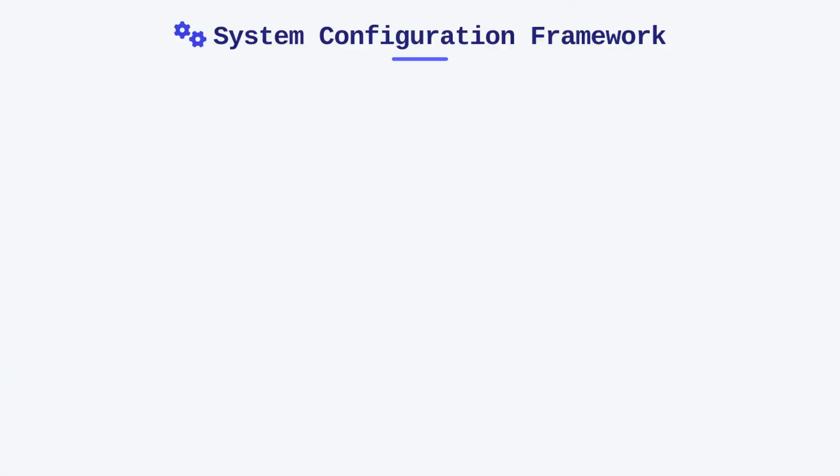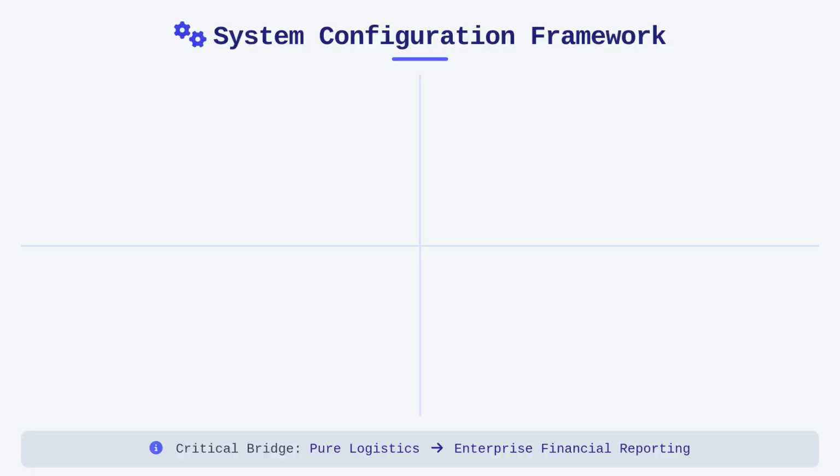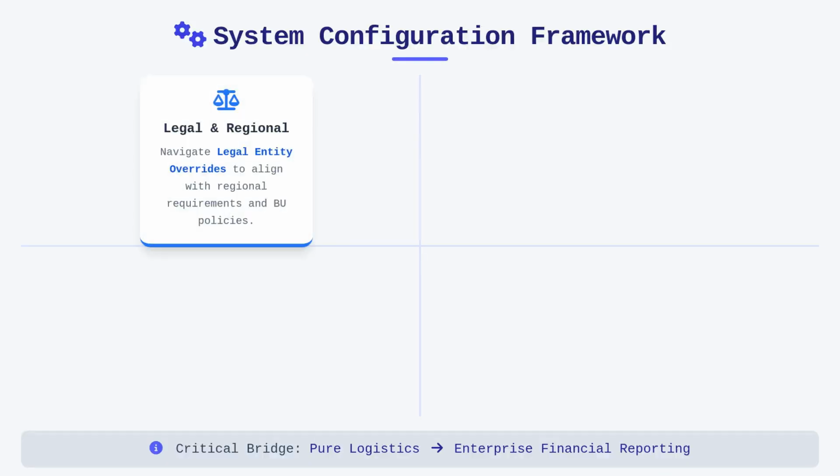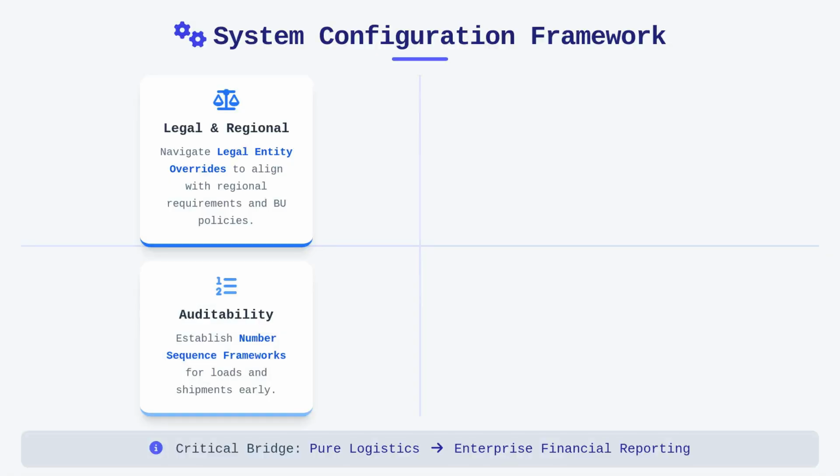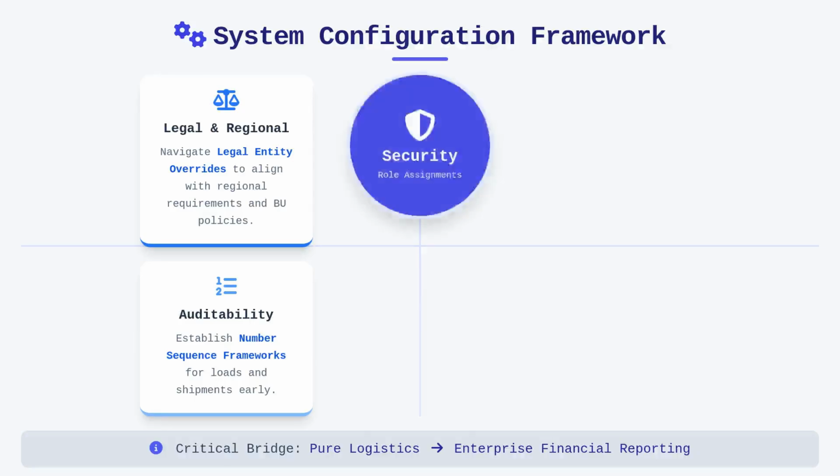Configuration involves rigorous validation of several underlying parameters that bridge the gap between pure logistics and enterprise-wide financial reporting. You must navigate the legal entity overrides to ensure that your transport configurations align with specific regional requirements or business unit policies. Number sequence frameworks for loads and shipments must be established early to ensure auditability across the transactional lifecycle. Furthermore, security rule assignments are paramount, as the ability to finalize and release loads carries significant downstream impacts on warehouse operations and general ledger postings.